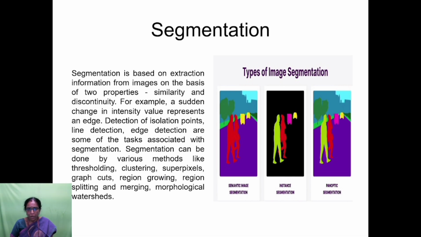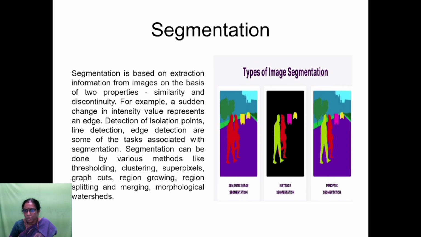So in a particular image, if you want to detect a line or a segment from multiple images, we want the segmentation of the image as shown in the figure. It can be done by the step called segmentation, using various methods like thresholding, clustering, superpixels, graph cuts, region growing, region splitting and merging, and morphological watersheds.